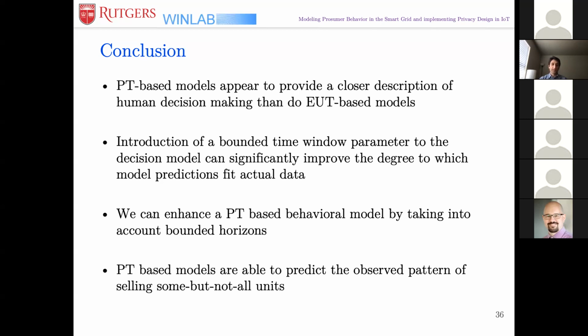For most participants, a bounded temporal horizon in the range of 1 to 6 days was observed to provide a much better fit to their responses than was found for the traditional EUT-based model, thus validating the need to model PT effects such as probability weighting and framing, and bounded temporal horizons imposed in prosumer decision-making. And as we said, PT-based models are able to predict the observed pattern of selling some but not all units.